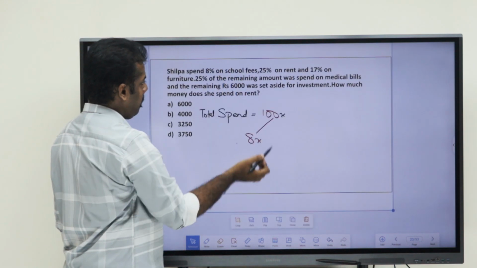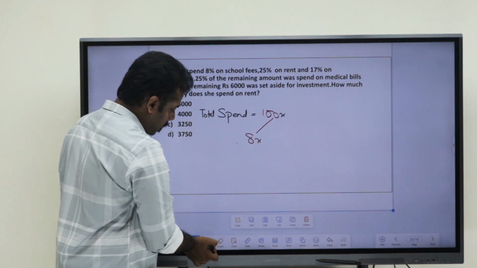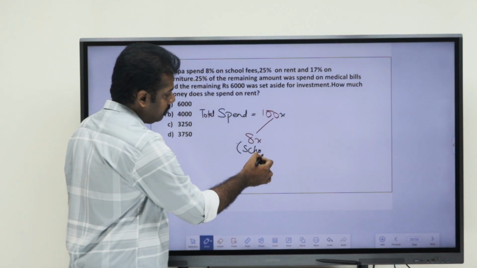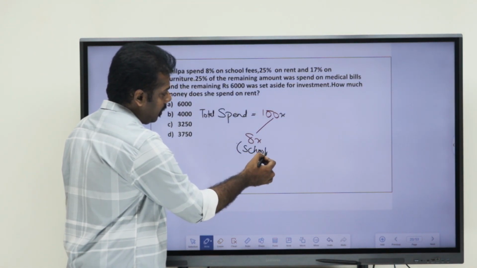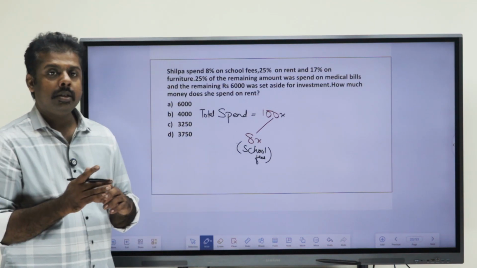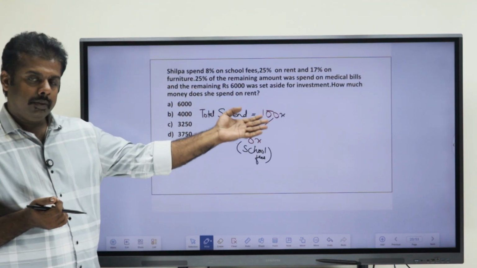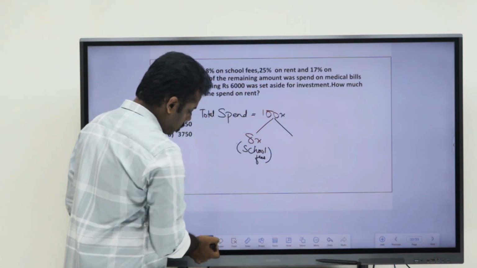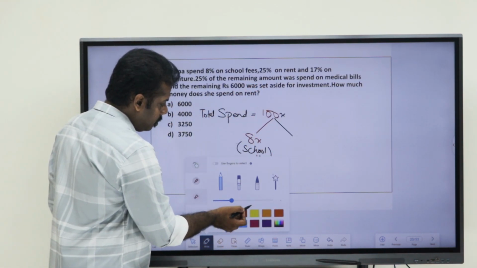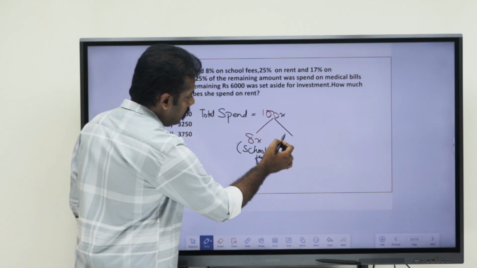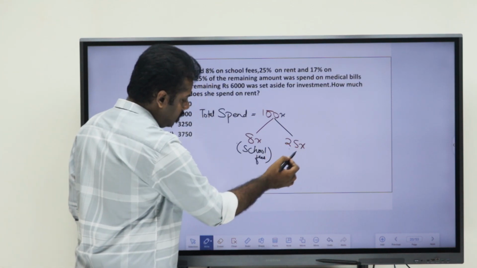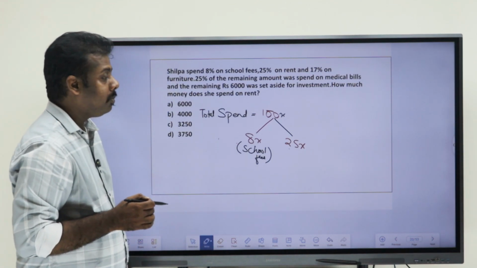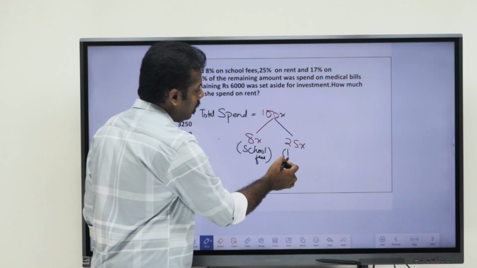Okay, so this she has spent on school fees. Now next, 25% on rent. So that is also easy. If she has spent 100x totally, 25% of that will give us what? 25% is 25x. So this is the amount she has spent on rent.